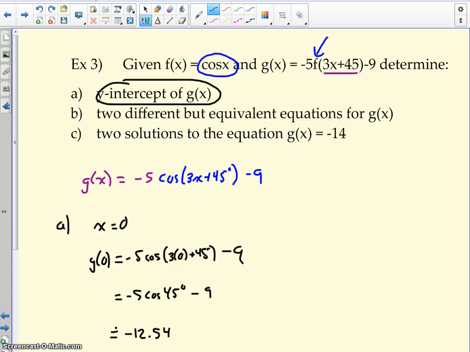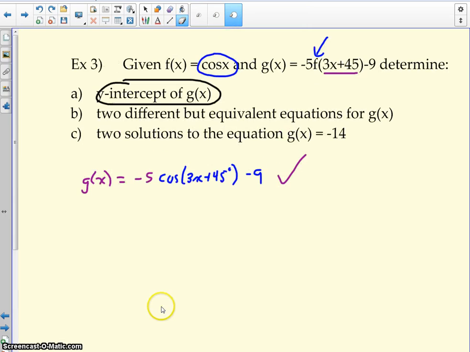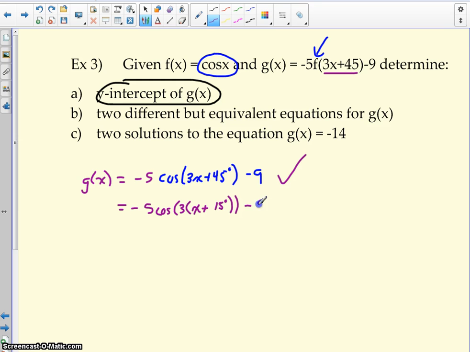Okay, now B asks us for two different but equivalent equations for g of x. Now, here's one equation right here. We already found it when we were just setting up the problem here. So we have negative 5 cos of 3x plus 45 minus 9. Okay, now, in theory, I could create another equation that's equivalent by factoring this out here to get my phase shift a bit more explicitly. So I have negative 5 cos, and if I factor out the 3 here, I'm going to have x plus 15 degrees minus 9. But let's see if we can create an equivalent one using sine instead.